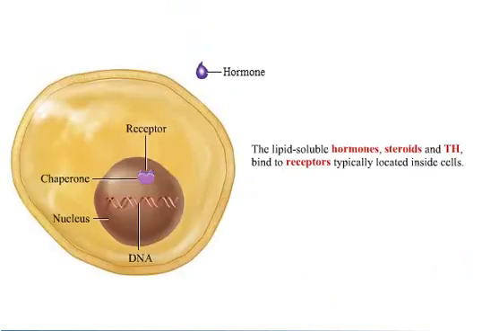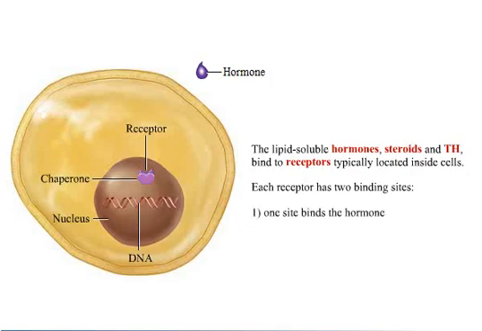The lipid-soluble hormones, steroids and thyroid hormone, bind to receptors typically located inside cells. Most of these intracellular receptors are located in the nucleus. Each receptor has two binding sites. One site binds the hormone, one site binds to DNA. In the absence of hormone, the receptor is bound to a chaperone protein that masks the DNA binding site and probably also acts to stabilize the protein.